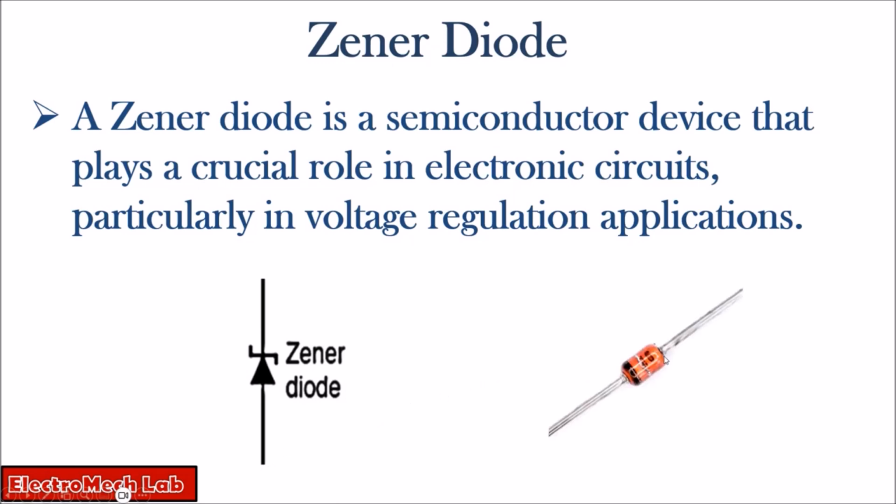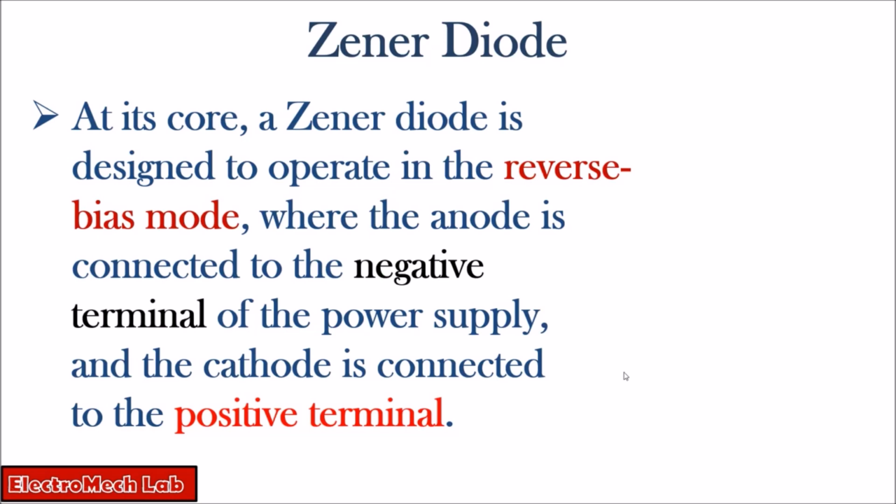Zener diodes are normally found in orange color, and you can see a black strip on the cathode of this diode, and on the anode side there is nothing, so you can identify which side is anode and which side is cathode.